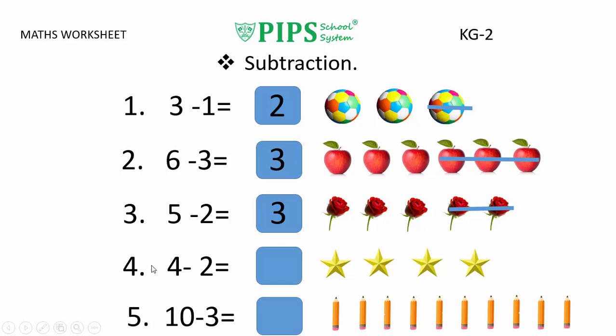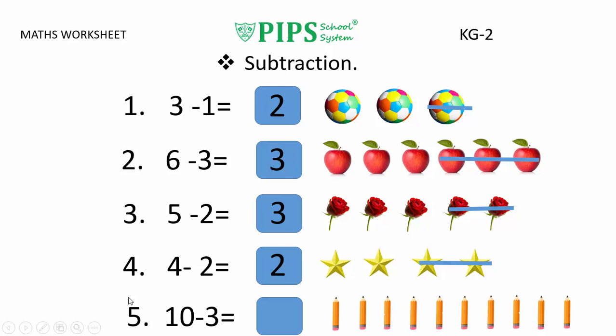Come to the next question. 4 minus 2. Let us count how many stars are there. 1, 2, 3 and 4. These are 4 stars. Let us subtract 2 from 4 stars like this. How many stars are left? Let us count. 1, 2. There are 2 stars which are left. So we will write the number 2 in the empty box like this.